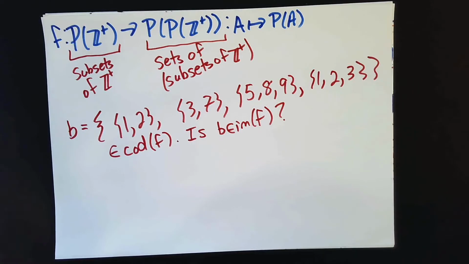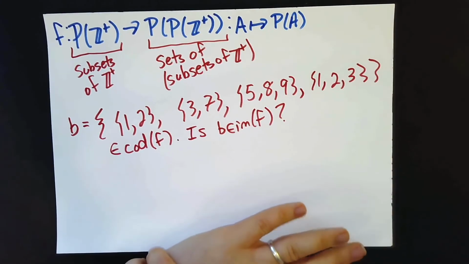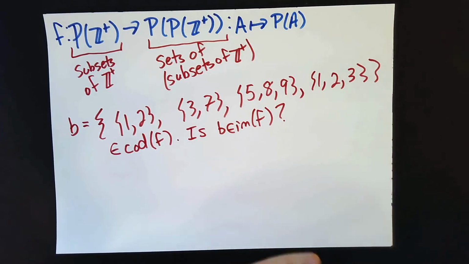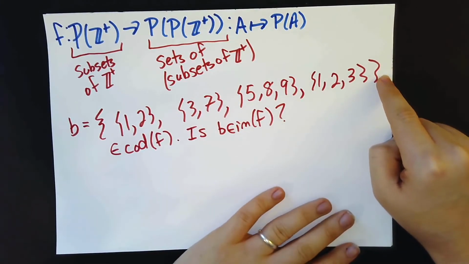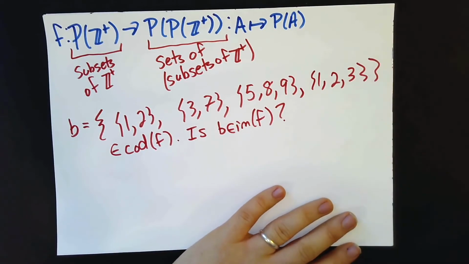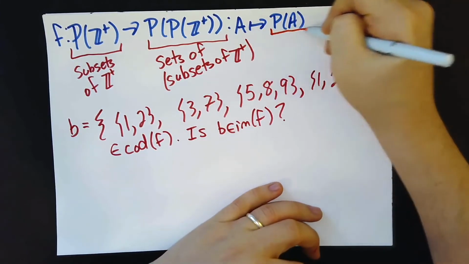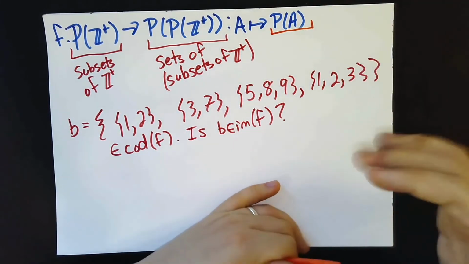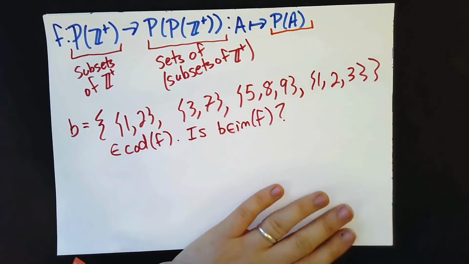And it might take you a bit of thought. But I think if you remember what a power set is, and remember the things we've said about power sets, you'll realize pretty quickly there's no way this can be in the image of the function. Why not? Because the things in the image of the function are in fact all power sets. And this cannot be the power set of anything.